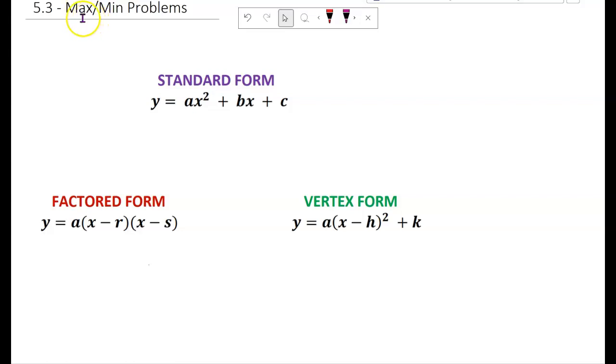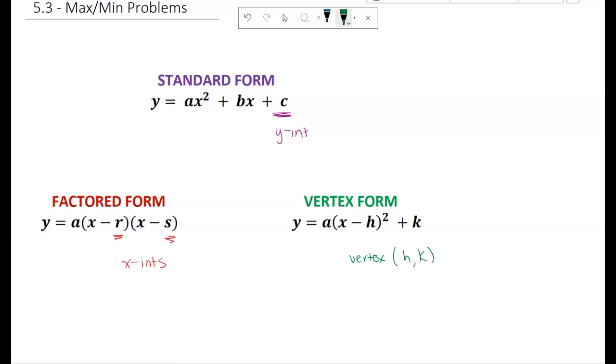Hello class, today we're going to learn about the max and min quadratic problems. So far we've been learning about the three different forms of a quadratic equation, and each form tells you a different part about the quadratic. In standard form, this tells you your y-intercept, which is your c value. In factored form, it tells you your x-intercepts here. And in vertex form, it tells us the vertex, which is h and k.